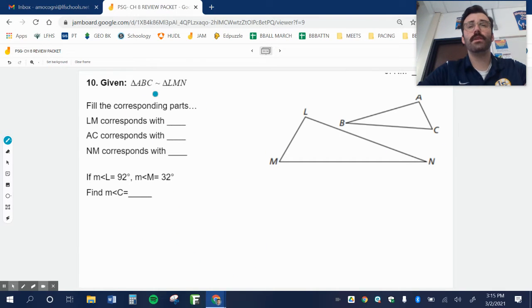Here we go. So now we want to talk about just the corresponding parts of these similar triangles. So I'm going to do 10 and 11, and then I'll get the rest on the next one. All right, so LM, our gut might tell us to go AC. But really L to M is the first 2 letters here. So since it's the first 2, remember I've said this a lot, that order matters. Order in which the letters appear matters. Well, if L to M are our first 2, then LM must correspond with AB.